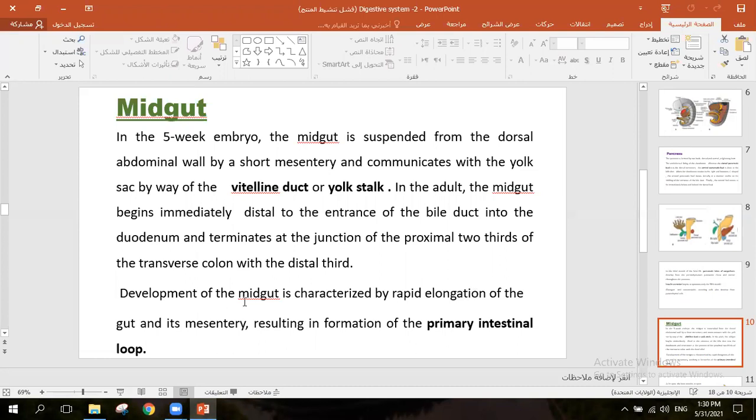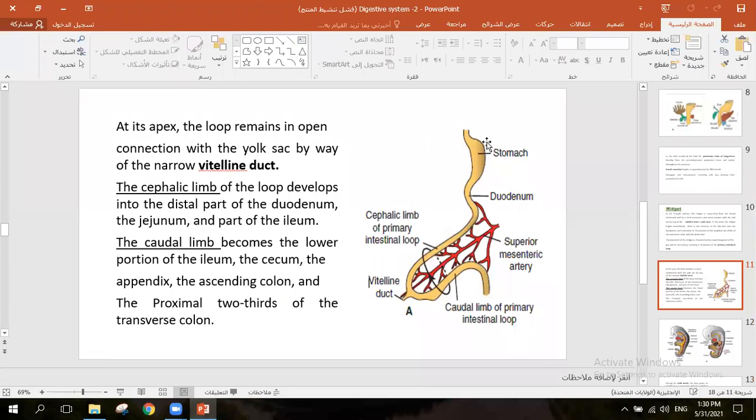Here the development involves rapid elongation of the gut tube and its mesentery, resulting in formation of the primary intestinal loop. This is the stomach, here is the duodenum, and here is the entrance of the bile duct. The midgut begins immediately distal to the entrance of the bile duct into the duodenum. This is the midgut, which remains attached to the yolk sac through the vitelline duct. This is the vitelline duct. Okay.